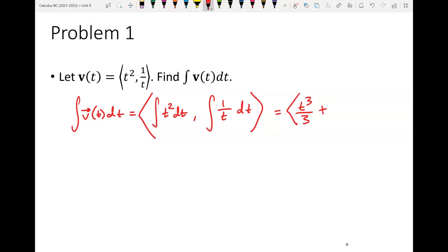And we do need to make sure that we have the subscript on these because we do have two separate constants since we have two separate integral problems. So we do need to distinguish that. And then what would be the integral or antiderivative of our y component? Of 1 over t, ln of t, and then plus c2. And that should be good.